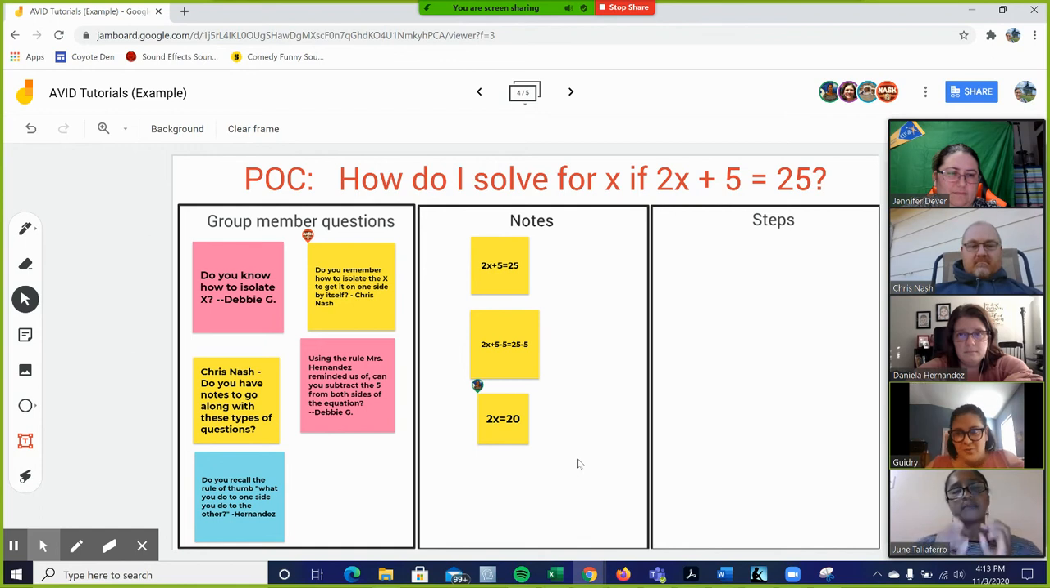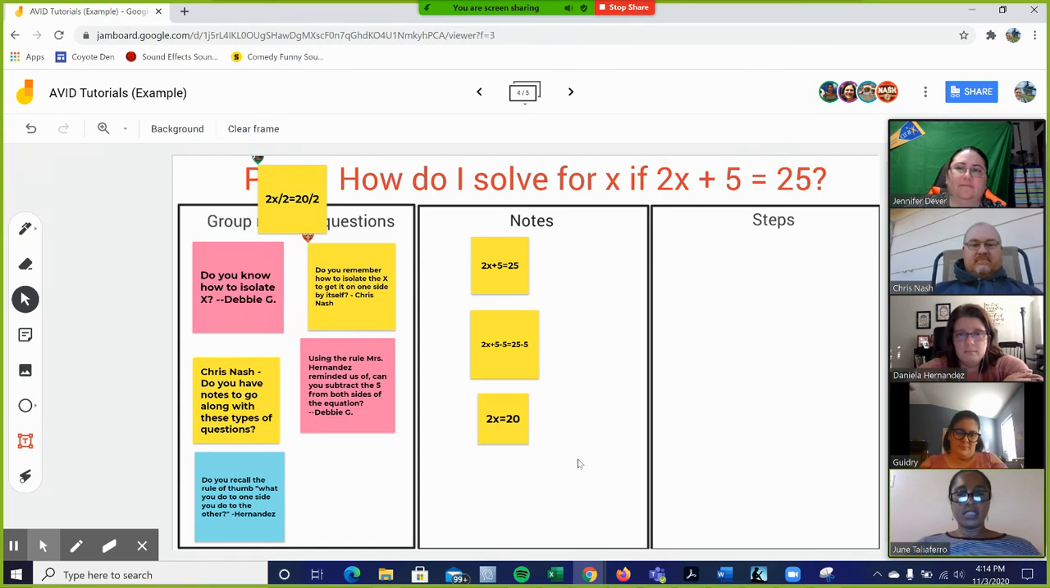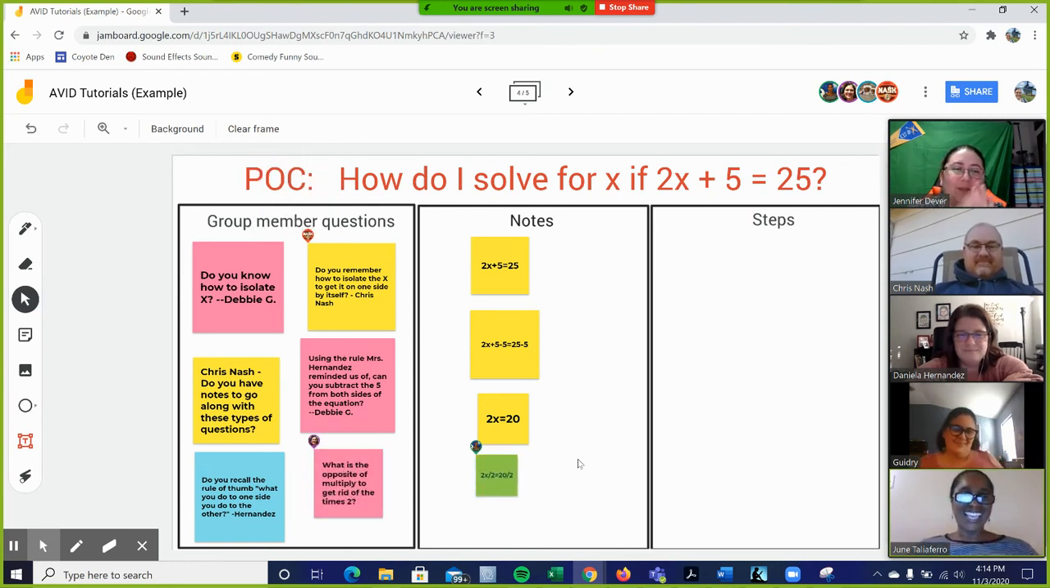Well, so Ms. Talaferro, if you know what's happening, in this case the multiplying, what would you do that's the opposite of it? Divide. Yeah. Oh, okay, so I would do 2x divided by 2 equals 20 divided by 2. And then that would be x equals 10. That is awesome. All right, so it looks like we've solved for x.